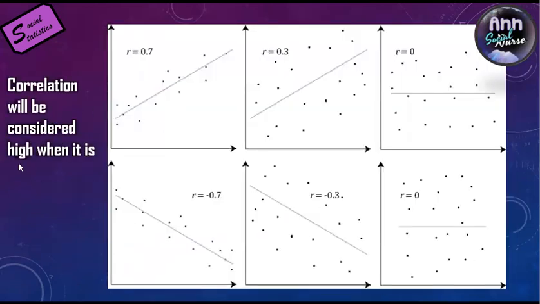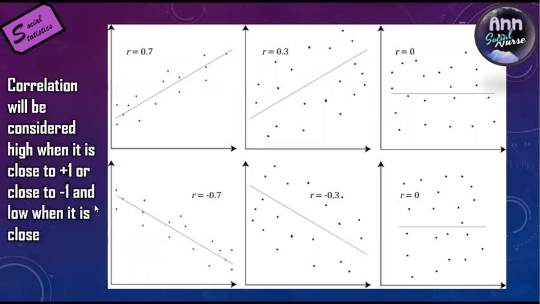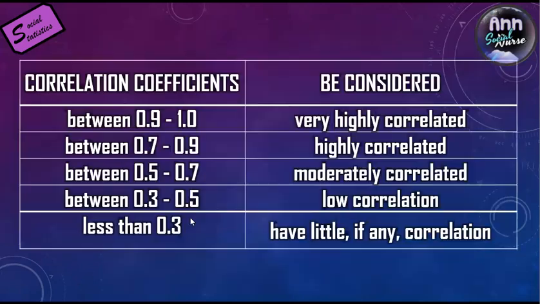Correlation will be considered high when it is close to +1 or close to -1, and low when it is close to 0, like this. So if r is 0.7, it looks like that, 0.3 like this, 0 like that. Okay, -0.3, there is a relationship but negative, so it will go like this, going down. That is negative, but there is a relationship that is inverse.